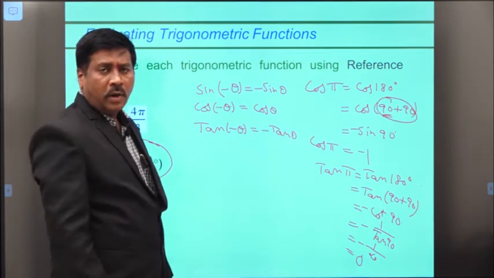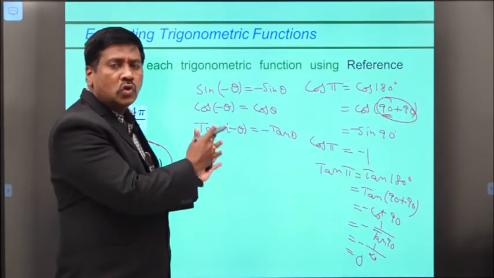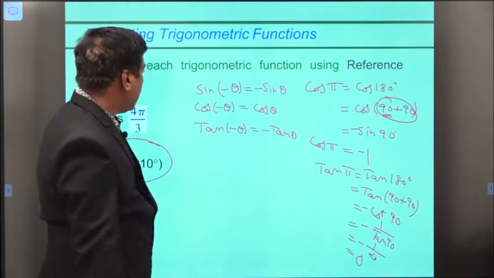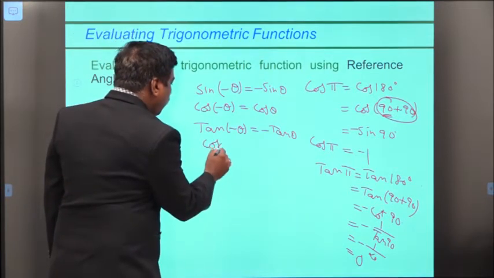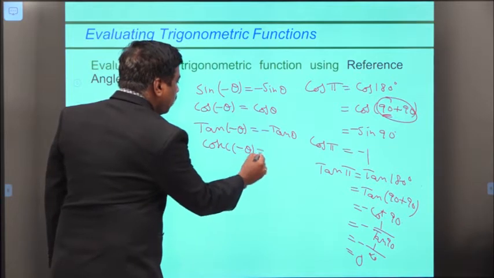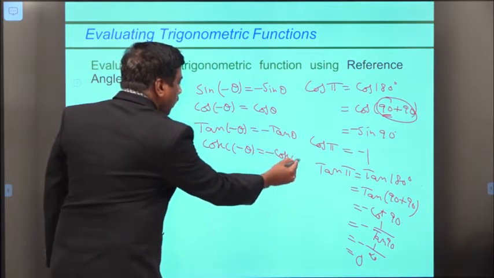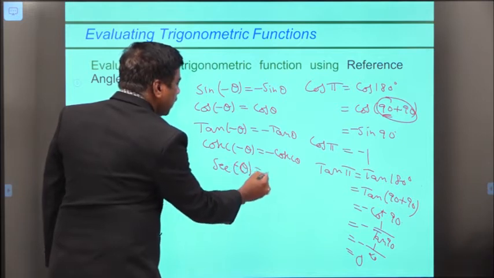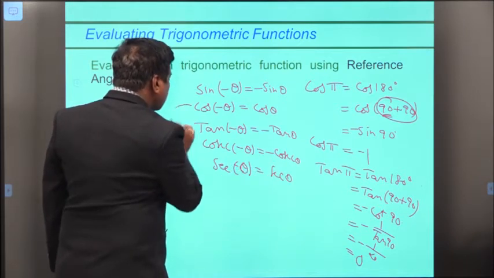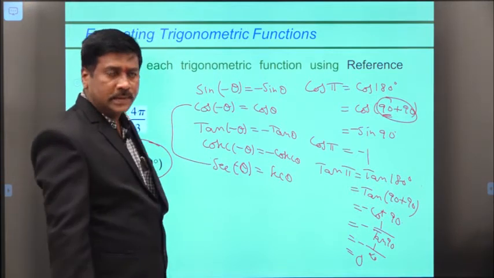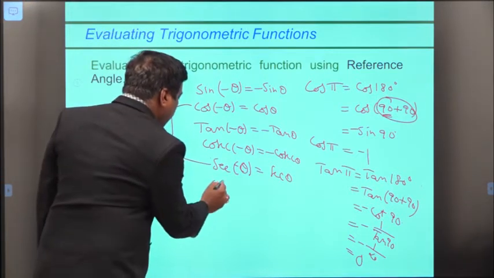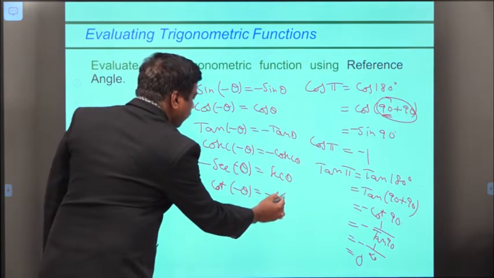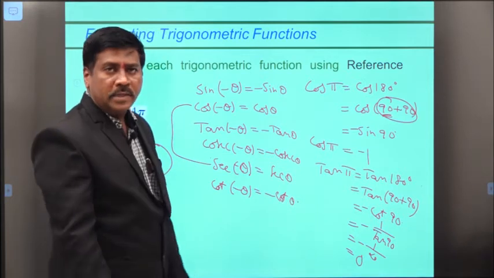Whatever rules are applicable here are also applicable to the reciprocal trigonometric ratios. That means cosecant of minus theta equals minus cosecant theta, and secant of minus theta equals plus secant theta, because cos and secant are both even functions. And cot of minus theta equals minus cot theta.